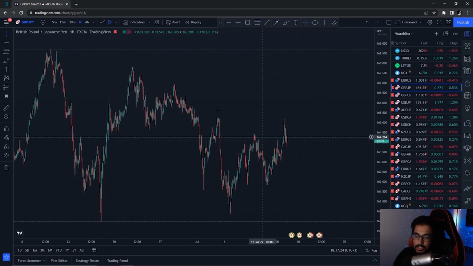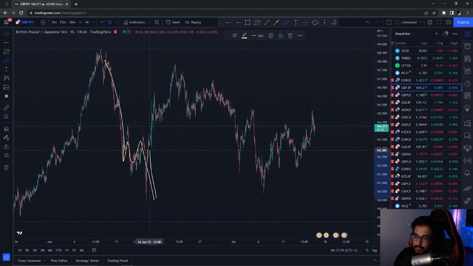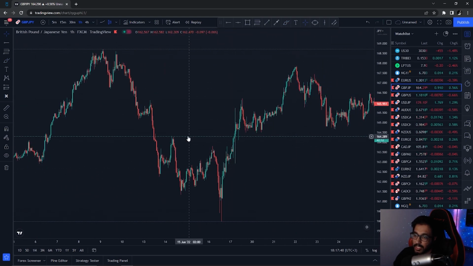So this is GBP JPY. This was a major swing. This was not a minor swing, because from here the market was falling, and then look at the way the market reversed from here. Look at the buying pressure. It broke these highs, these highs, created new highs over here.